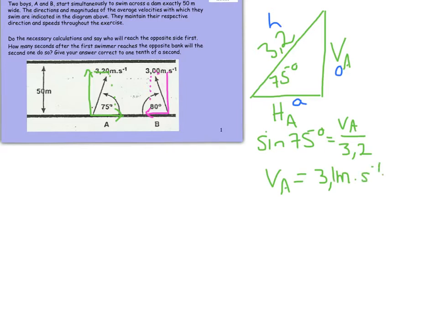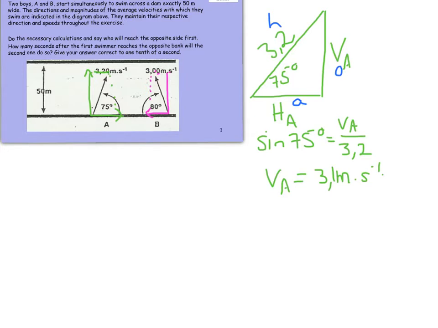We only need to know how fast they get across the river. So going across the river is important. We don't really care how far down the river they are going to land up. So let's only worry about our vertical component of this velocity.